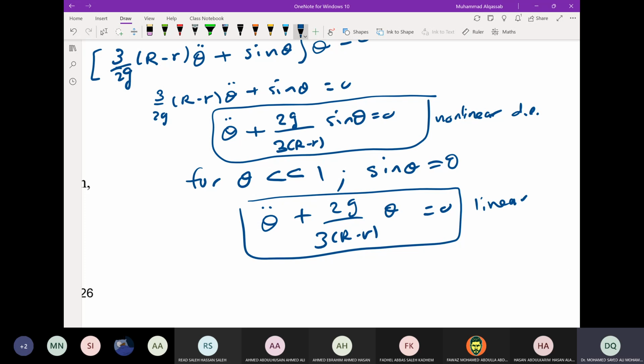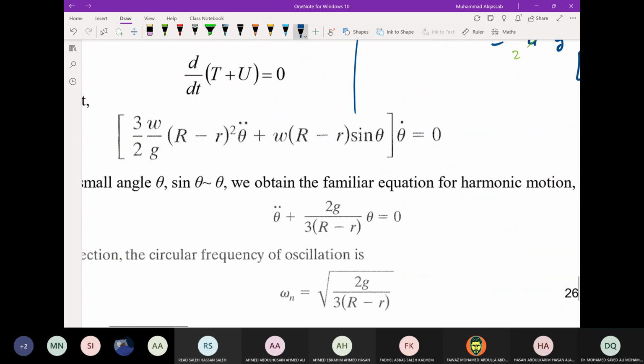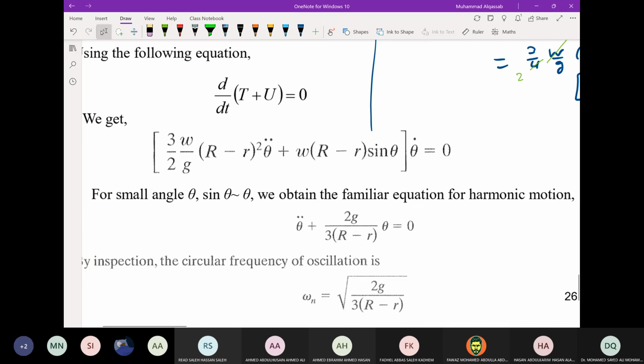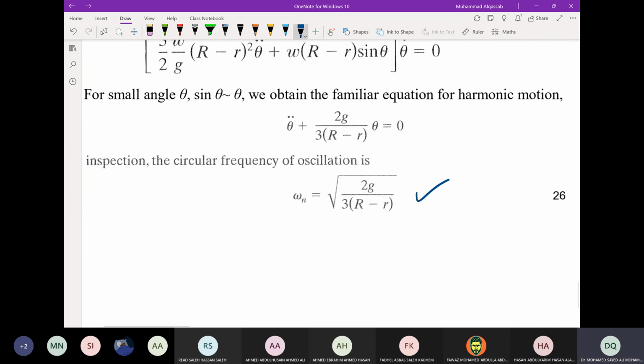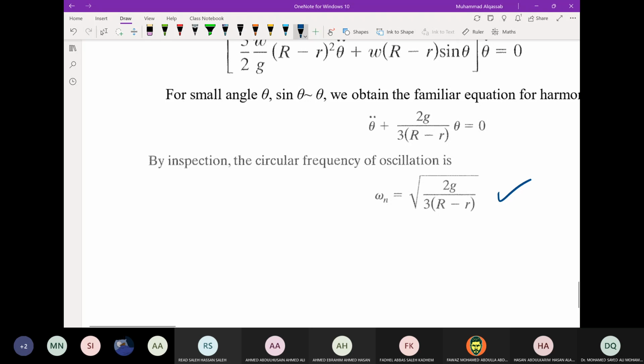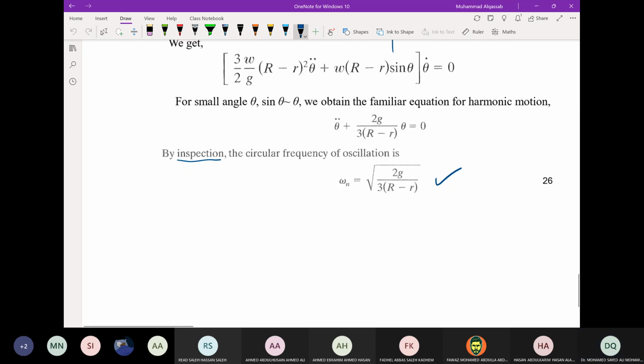And once we reach this equation, we know what omega n is, right? The natural frequency is equal to the square root of the coefficient of theta. It is 2g divided by 3(R minus r). So here is the natural frequency. And always by inspection, without solving the differential equation, the coefficient of theta is the way we can find the natural frequency.